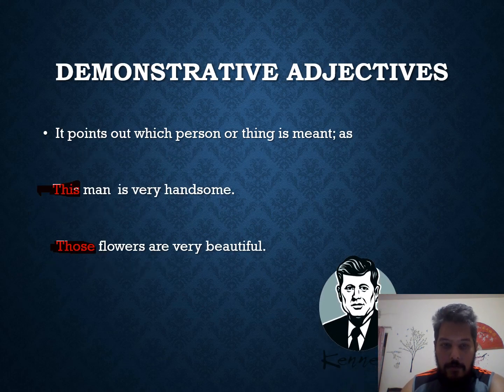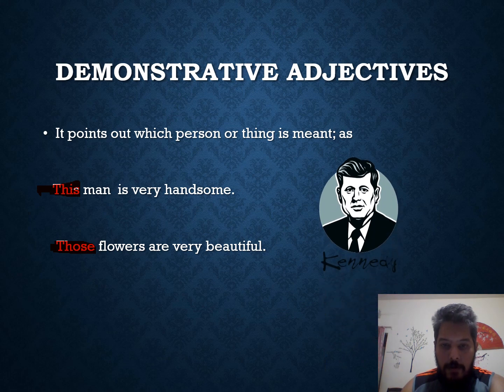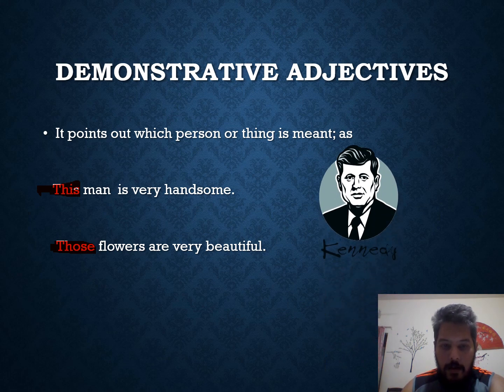Demonstrative adjective. This points out which person or thing is meant, as in: this man is very handsome, those flowers are very beautiful. Here this and those are the demonstrative adjectives.